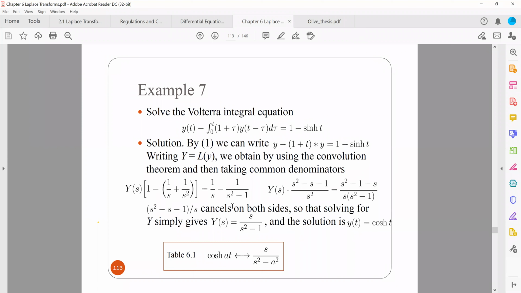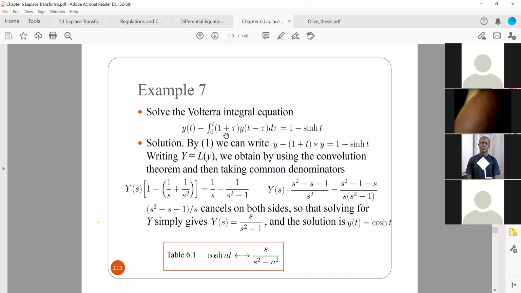And this example is also very similar. So again, you have y. Again, recognize that this is a convolution, so it's the same as minus 1 plus t, which is this, convolved with y, which equals 1 minus sinh t. Once you recognize this, you can replace this with a multiplication in the s domain. So we take the Laplace transform. The rest is really substitutions and then inverse transform. So please go through this example.